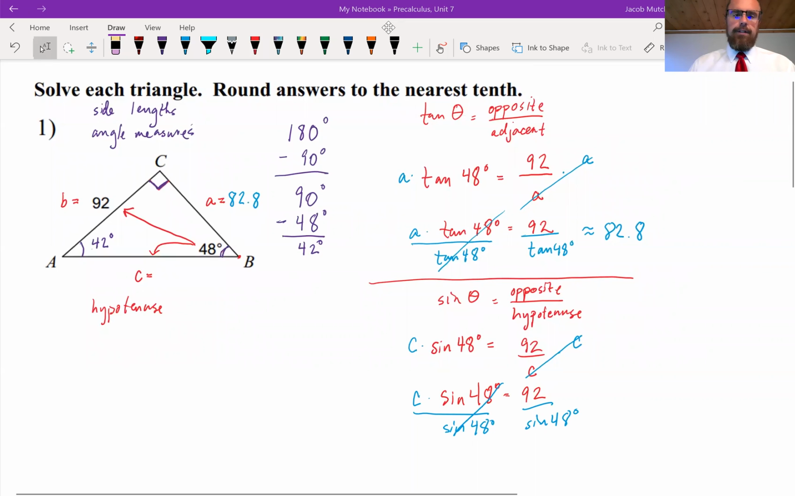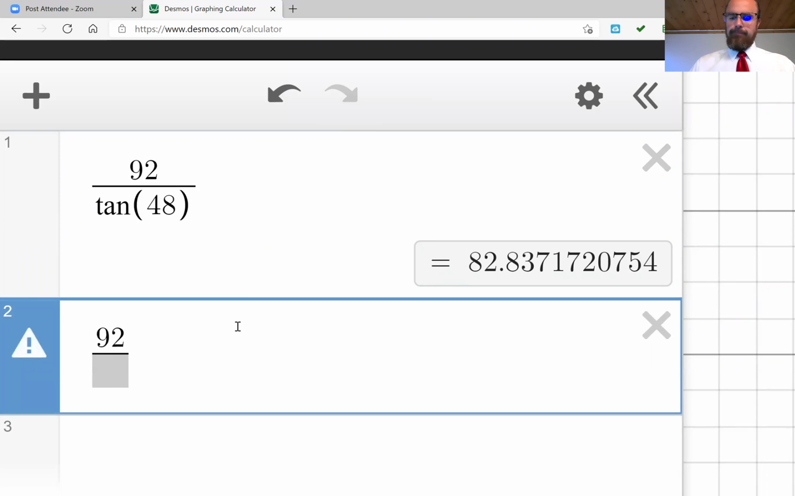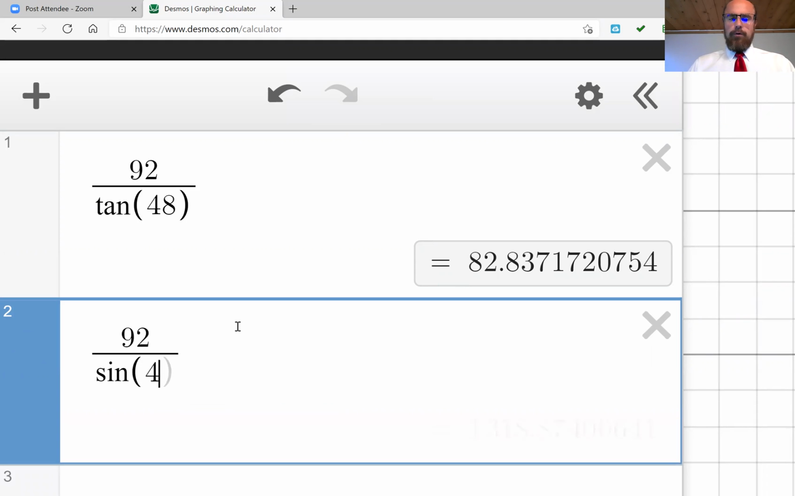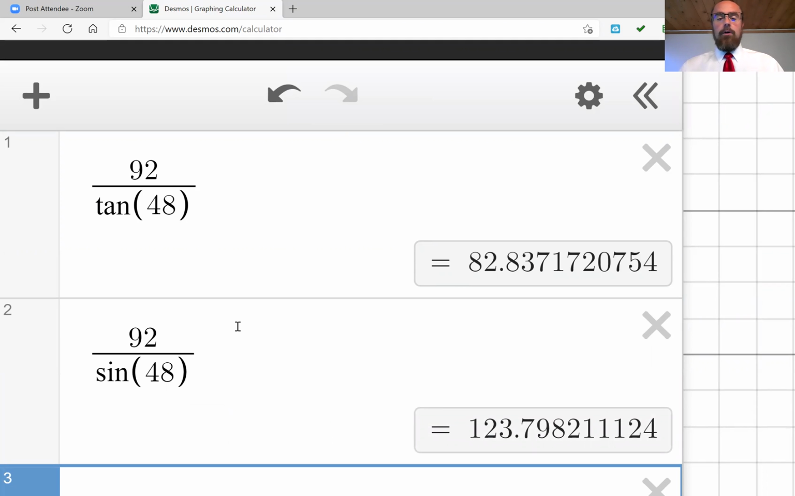So again, I'll take it over to Desmos. Basically the same fraction, it's 92, but divided by sine of 48 degrees. And that's giving me a larger measure, which is good because this is the hypotenuse. It should have the longest length in the triangle. So that's going to be 123, if I round to the nearest tenth, 0.8, 123.8. We'll return to our notes to finalize.